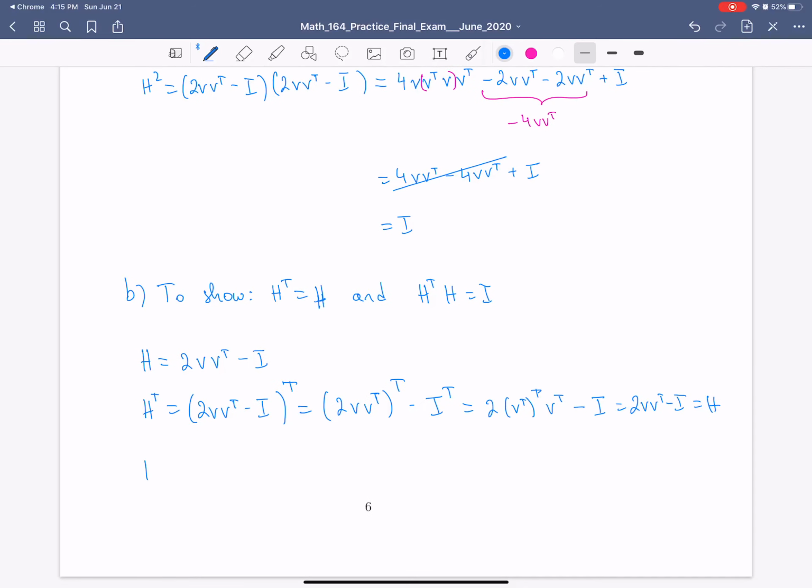Now, to show that H is orthogonal, we need to check that H transpose H is the identity. But since H transpose is the same as H, I can write this as H times H, which is H squared, which we showed is the identity by part A. So that's it with part B.